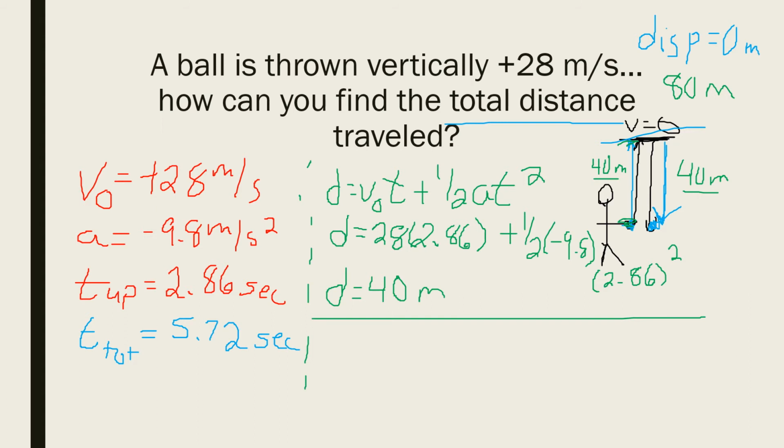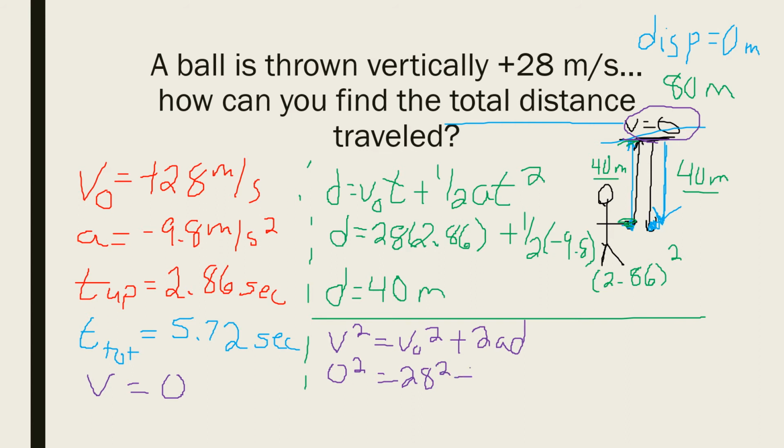Is there another way I could have gotten that 40? There is. You could have, if you wanted to, used the third equation, the one I really like. I like this equation because I don't have to pick which time to use because there's no time in it. But what v do you use? Well, what v corresponds to the top of the path? Always 0. 0 squared equals 28 squared plus 2 times negative 9.8 d.